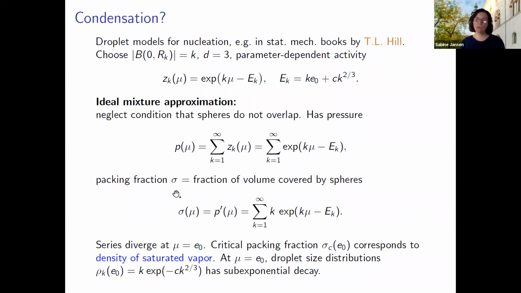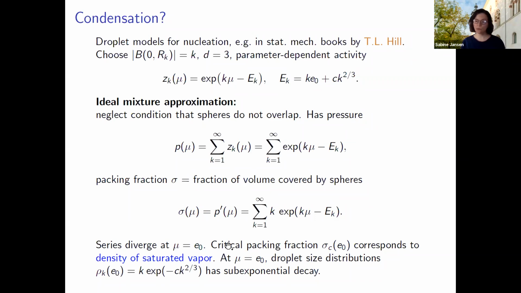Another quantity of interest is the packing fraction sigma. So that would be the fraction of the volume covered by spheres. And that can be computed to be simply the derivative of the pressure with respect to the chemical potential. And then again, you have a series. Now, when you look at it, you see that the series diverges when mu is equal to E0. Just look at the concrete formula over here and apply your favorite convergence condition.